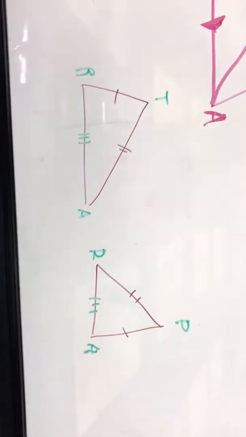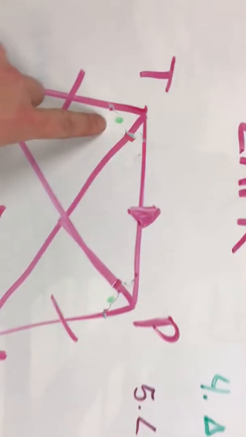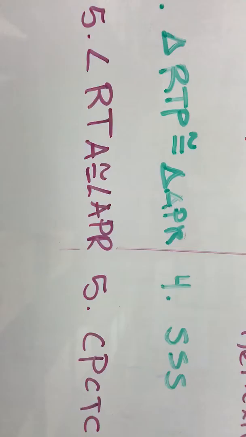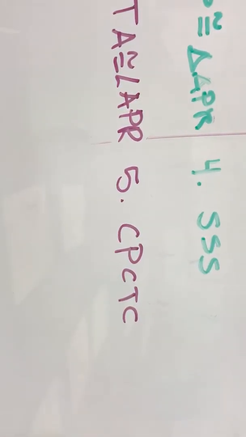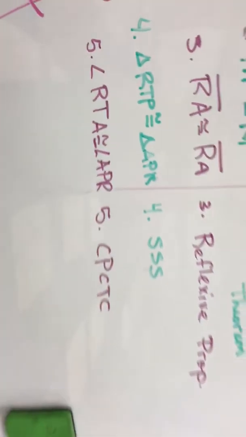So if the two triangles are congruent, that means all their corresponding parts are congruent. So angle T and angle P are corresponding parts of congruent triangles. So that would be these two angles. So angle RTA is congruent to angle APR because of CPCTC. So congruent parts of congruent triangles are congruent. And that is it.